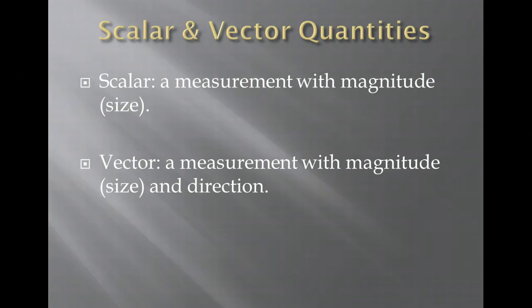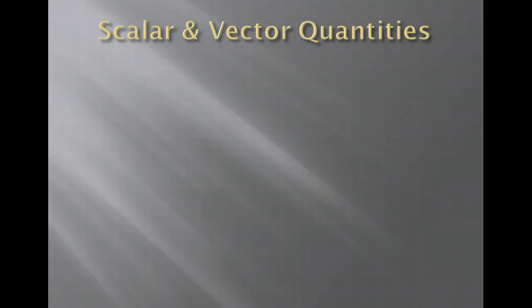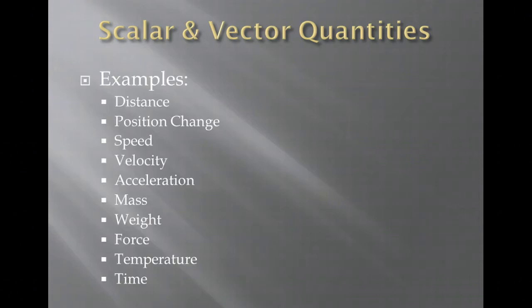So we'll go over a couple of quantities and see which ones are scalars and which ones are vectors. So some examples, we have distance, position change, speed, velocity, acceleration, mass, weight, force, temperature, and time. There are quite a few other vector quantities and scalar quantities that we're not going over today, such as momentum would be another one. But we're just going over a couple of the ones that we'll see here in this first quarter. When we take a look at these, we have the answers as either scalar or vector.